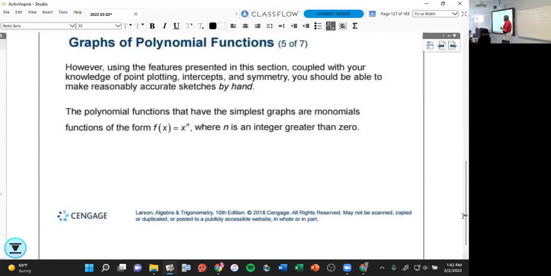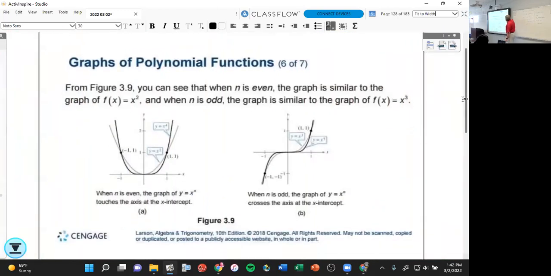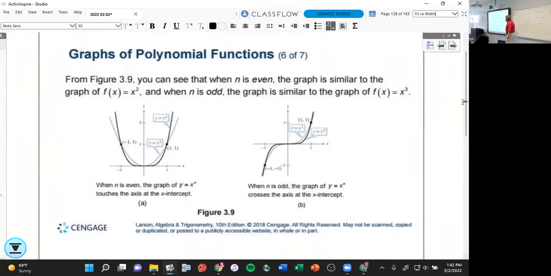Polynomial functions that have the simplest graphs are monomials. Monomial means one term. Okay, so if I have a graph f of x equals x to the nth power, that is a monomial. So we're going to take a look at a couple monomial functions. Obviously, n has to be greater than 0.